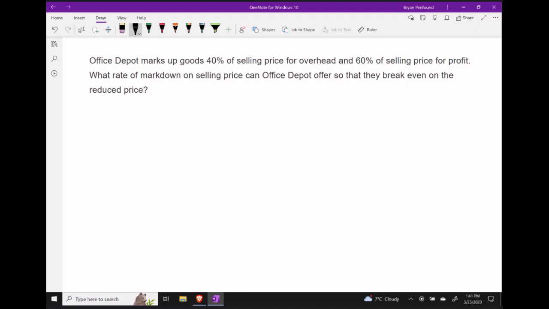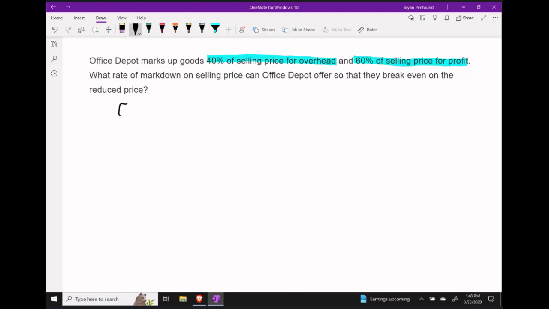Suppose Office Depot marks up goods 40% of the selling price to account for their overhead expenses and 60% of the selling price to account for profit. What rate of markdown on the selling price can Office Depot offer so that they break even on the reduced price? Let's take a look at what we're given in the question.